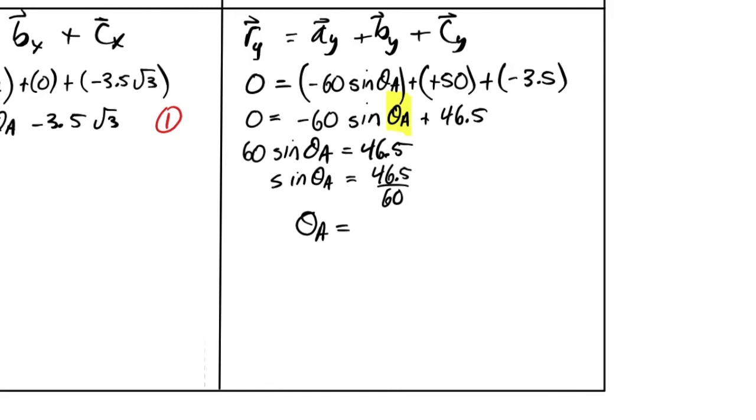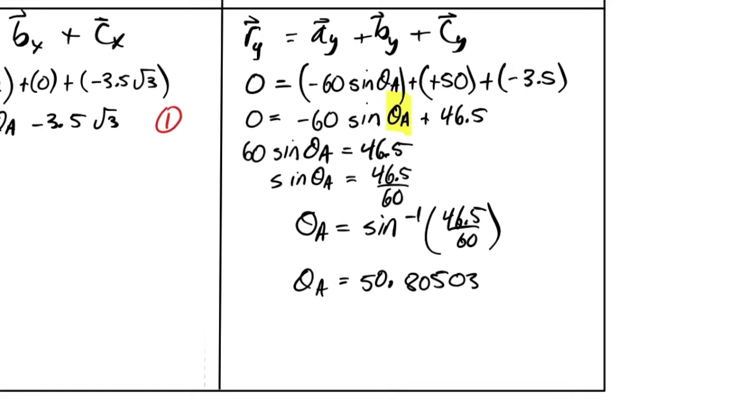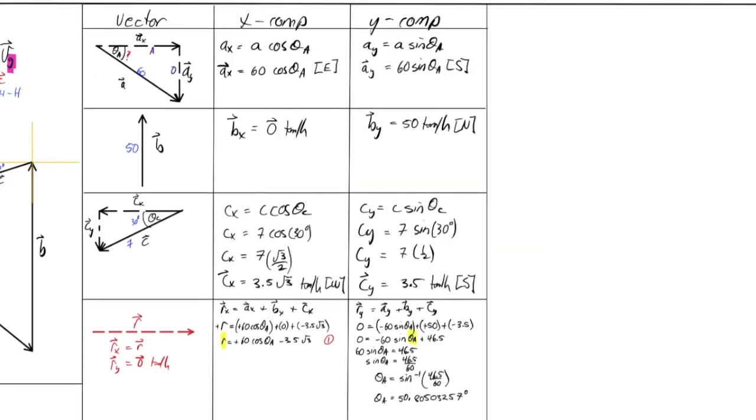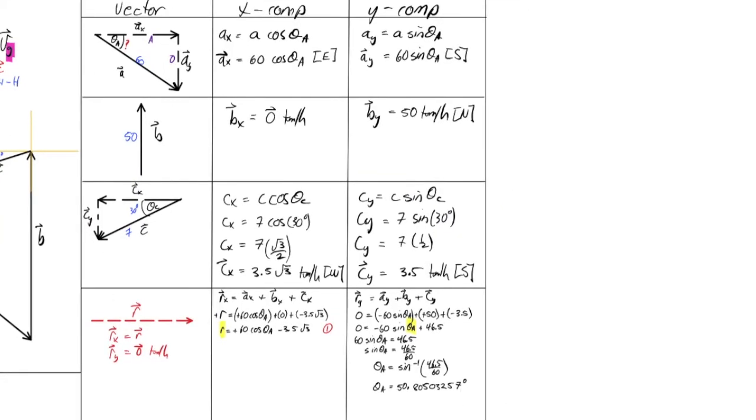Admittedly, this is one of the advantages of working with OneNote. You can't exactly do this with a whiteboard or a chalkboard for that matter. Isolating for theta A, that will be equal to the arcsine or sine inverse of 46.5 over 60, which gives us a value of 50.80503257 degrees, keeping all that calculator vomit. And now that we have that angle, we can finally report the direction. So that's our angle, theta A.